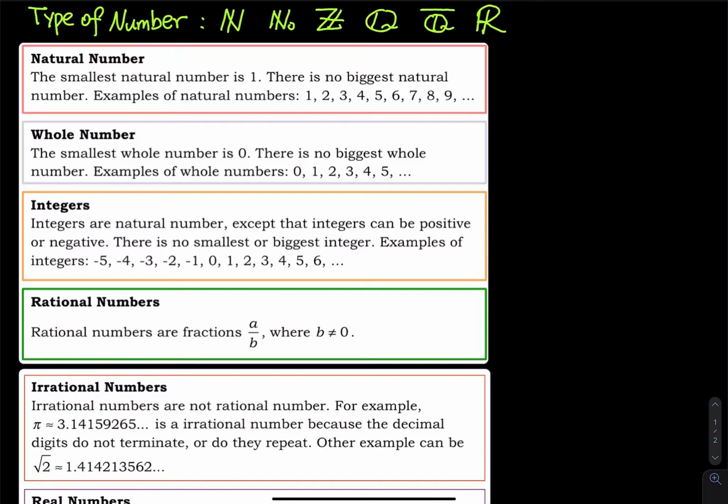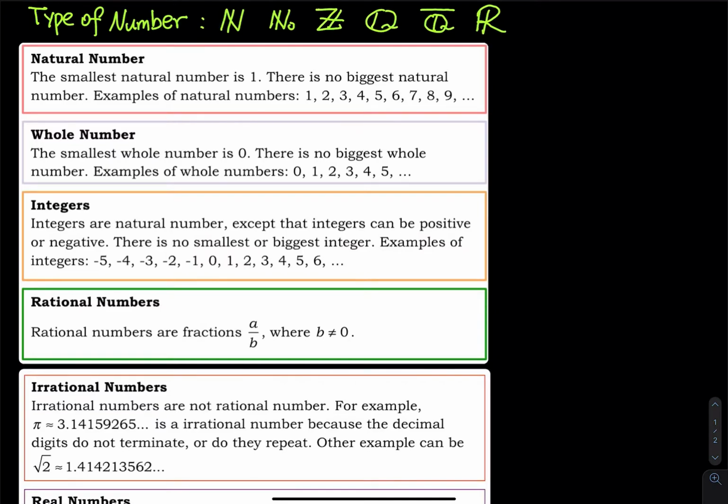In this video, we are going to discuss the types of numbers. The first type of number is the natural number. The smallest natural number is 1. There is no biggest natural number. Examples of natural numbers are 1, 2, 3, 4, 5, 6, 7, 8, 9.